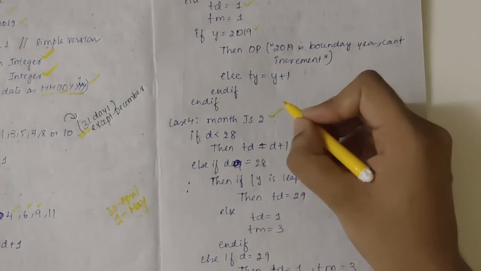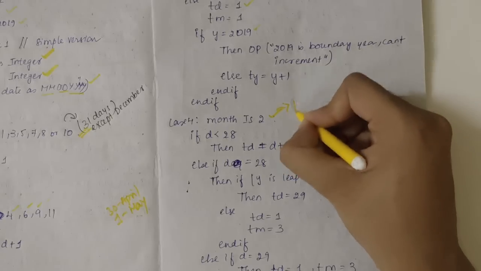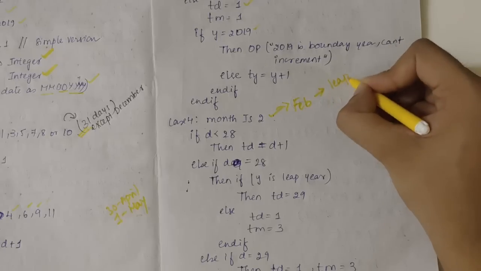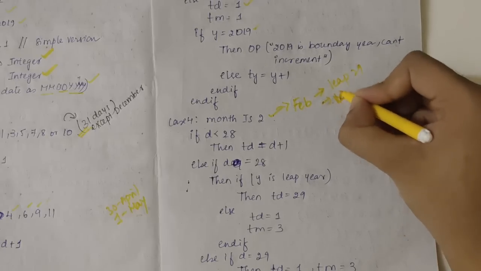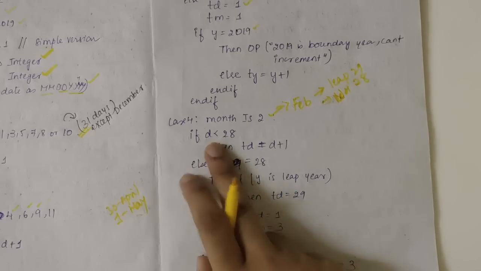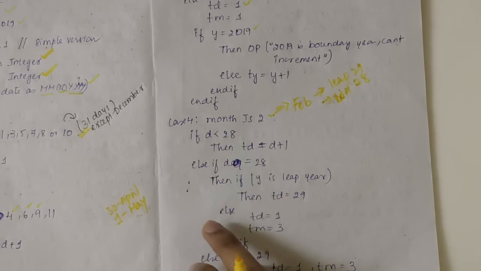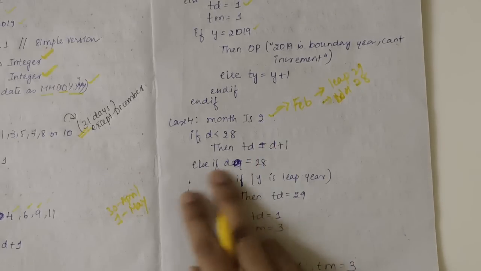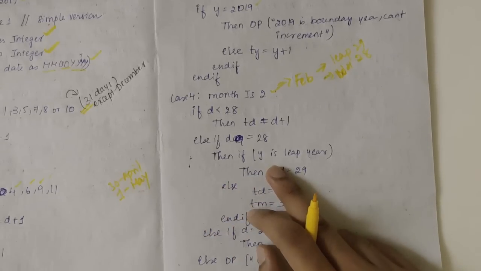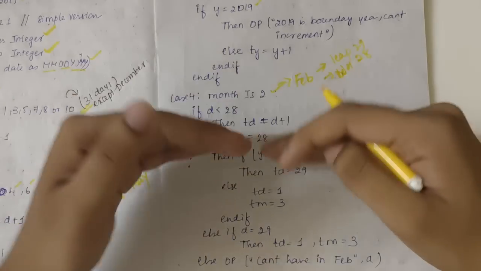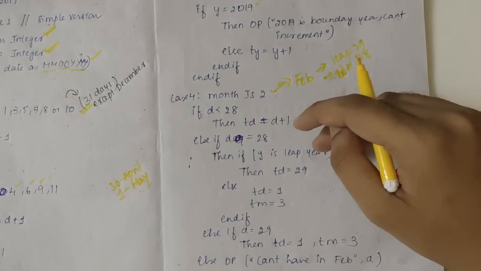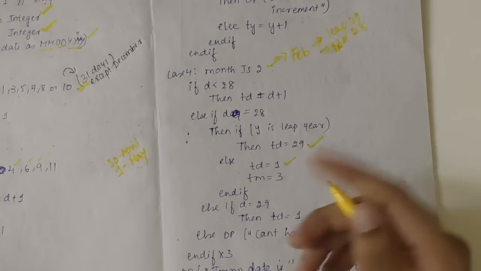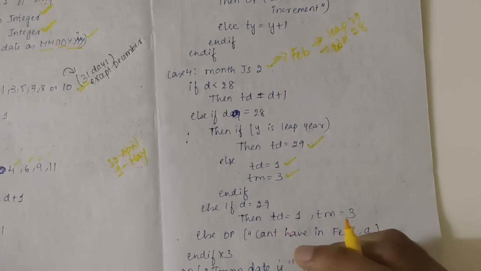Next, moving on to if month is equal to 2, that is February. February has two cases. One, if the year is a leap year, then we have 29 days, and if the year is not a leap year, then we have 28 days. That is, if D is less than 28, then we'll increment the tomorrow day as D plus 1. If D is 28, again we'll check one condition, if Y is a leap year. If it's a leap year, then we can take T of D as 29. Else we have to take T of D as 1 and month as March, that is 3.